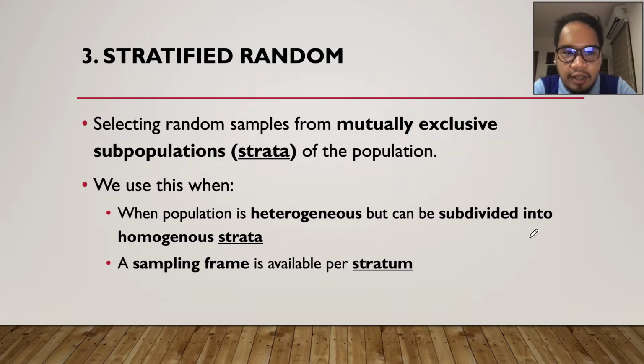We only use stratified when the population itself is heterogeneous, but it can be subdivided into homogeneous strata. So this heterogeneous population can be subdivided into homogeneous strata, as singular stratum, so that we will have a representative per homogeneous strata. And we want the representatives to be proportional to the total number of population per strata we have. We also need that there is a sampling frame or a population list per stratum.